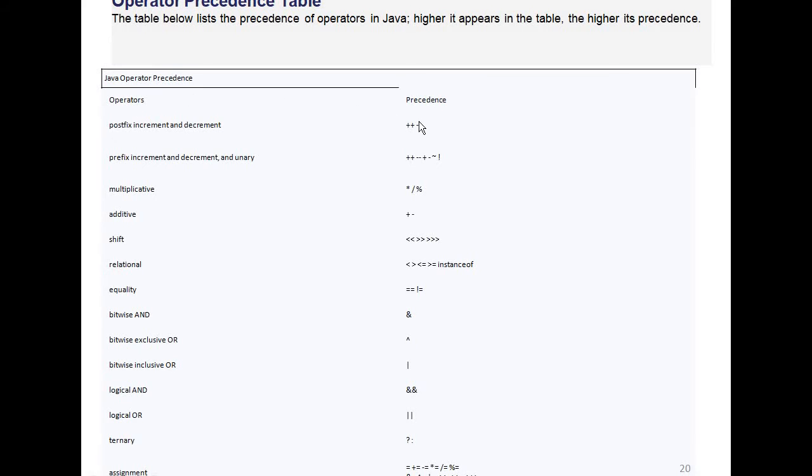So if in an expression you have these operators, you have to remember which operators are evaluated first and which are evaluated later according to this chart.